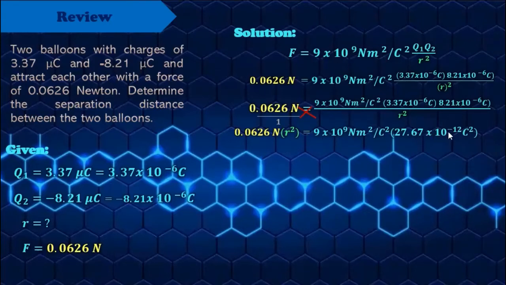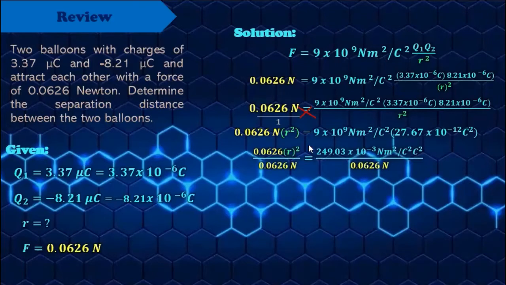We have this one. Multiply 3.37 times 8.21. We have 27.67, so round off up to 2 decimal places. Combine the exponent, we have times 10 raised to the power of negative 12 coulomb squared. To isolate R squared, divide both sides by this value.